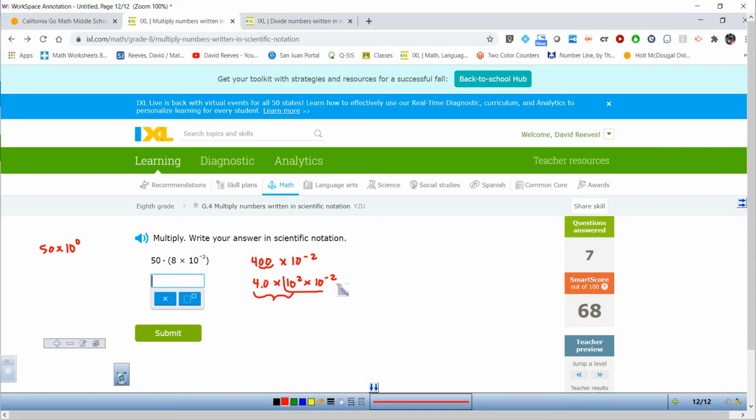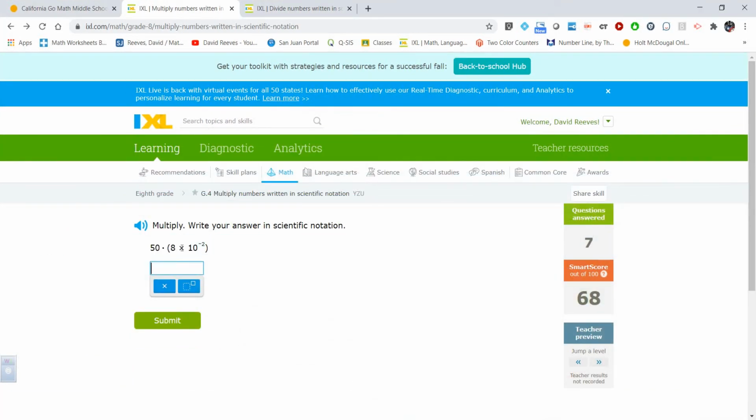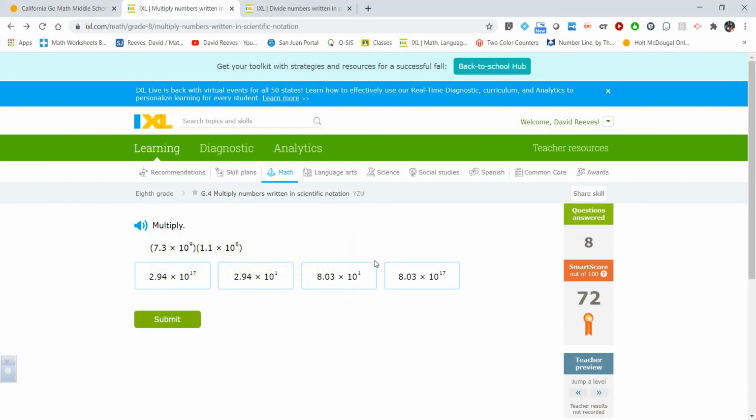But what happens when I add these two together? What do I get? I get 10 to the 0 power. So I just get 4.0 times 10 to the 0 power. So all I really need to put is 4, right? I could probably put times 10 to the 0 power and it would probably mark it correct, but we don't need to. We just put 4 there.